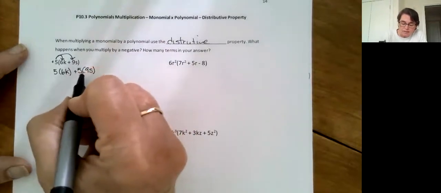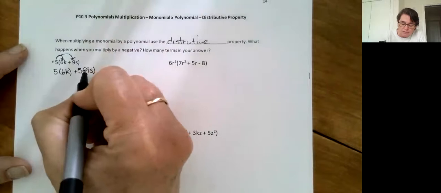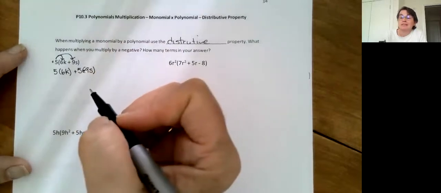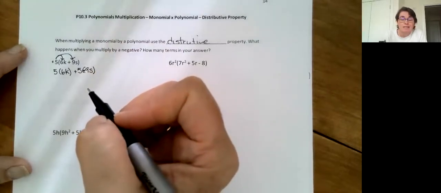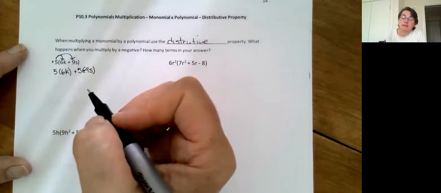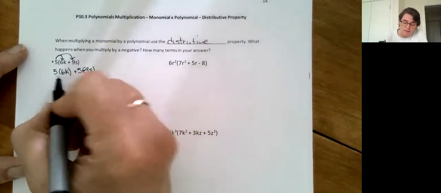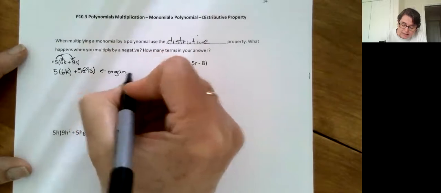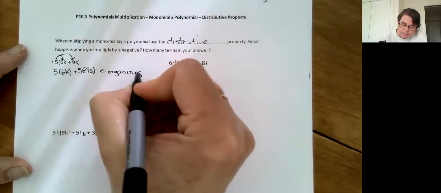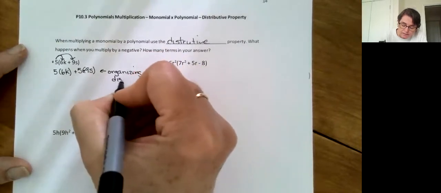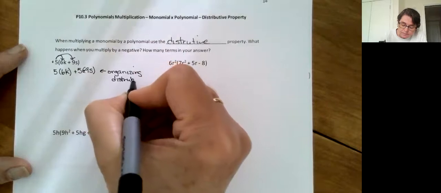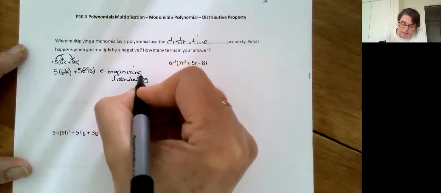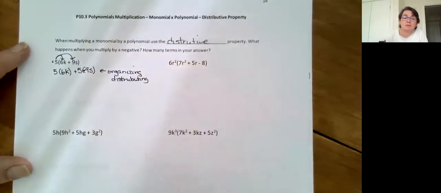I could have put a plus on the 9s, and in fact, I'm going to squeeze a little 1 in there, but truth be told, it doesn't matter if it's a positive, because any number that's written without a sign is assumed to be a positive. So this is organizing, distributing. It's not multiplying yet. It's just telling me what I'm going to multiply.